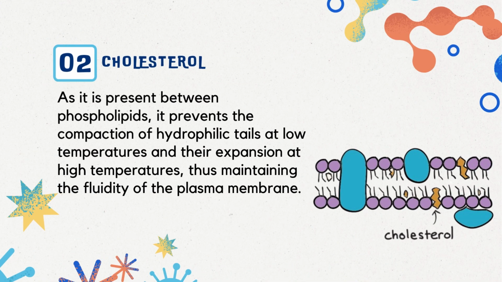Moving on to cholesterol. As it is present between phospholipids, it prevents the compaction of hydrophobic tails at low temperatures and their expansion at high temperatures, thus maintaining the fluidity of the plasma membrane.